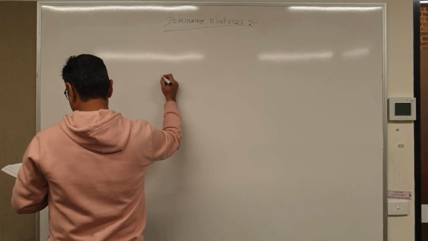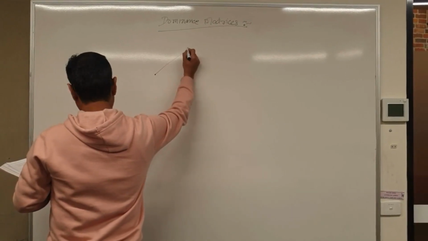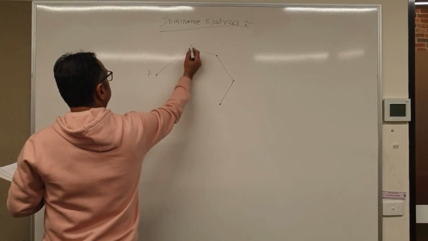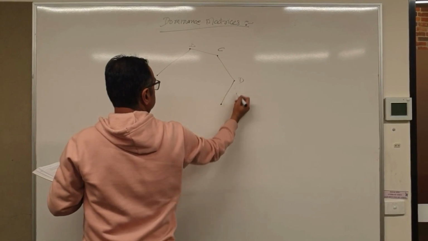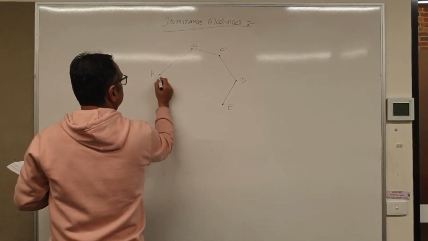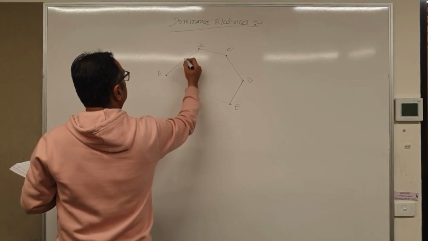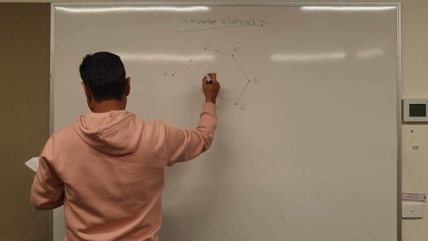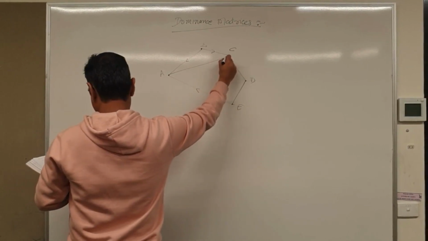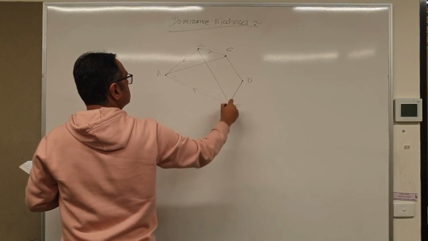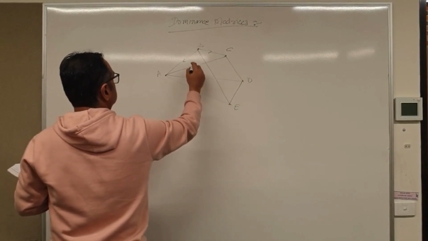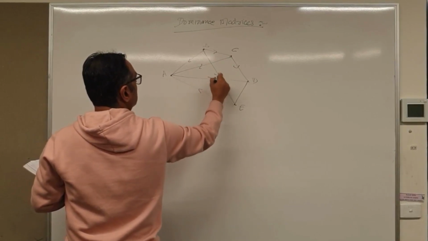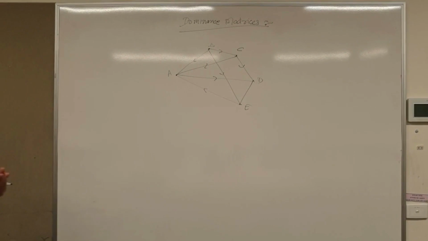So let's say I'm just taking the example of the book. So we've got A, B, C, D, E, and you've got an A here. I'm just making something up, right? Let's say you've got a network, you've got a diagram like this.